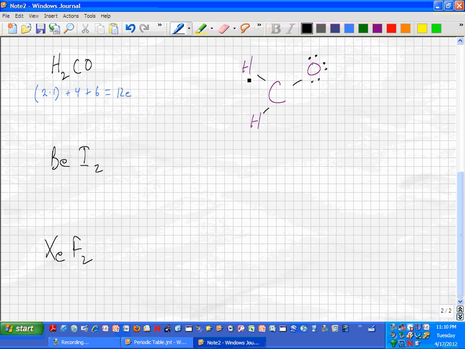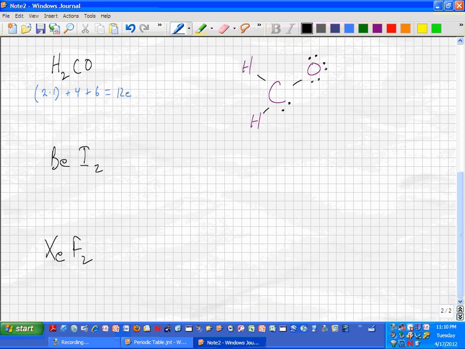Hydrogen completes with 2 electrons. That is one of my exceptions, so it never gets dots. I'm not going to put dots on it because its 2 electrons are right here in this dash. So carbon, I've got 2, 4, 6, so I'm going to put 2 more on the carbon.